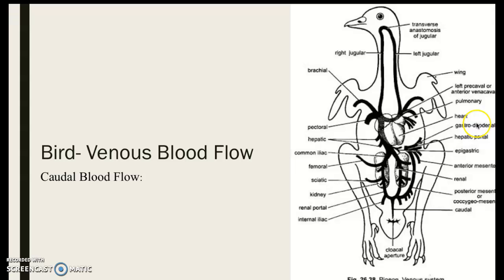Following this back up, toward the heart, the posterior mesenteric meets the anterior mesenteric, right here in this little bundle, and the gastroduodenal veins at the hepatic portal vein, which is this larger portion, which connects back to the inferior vena cava to be brought back into the heart.